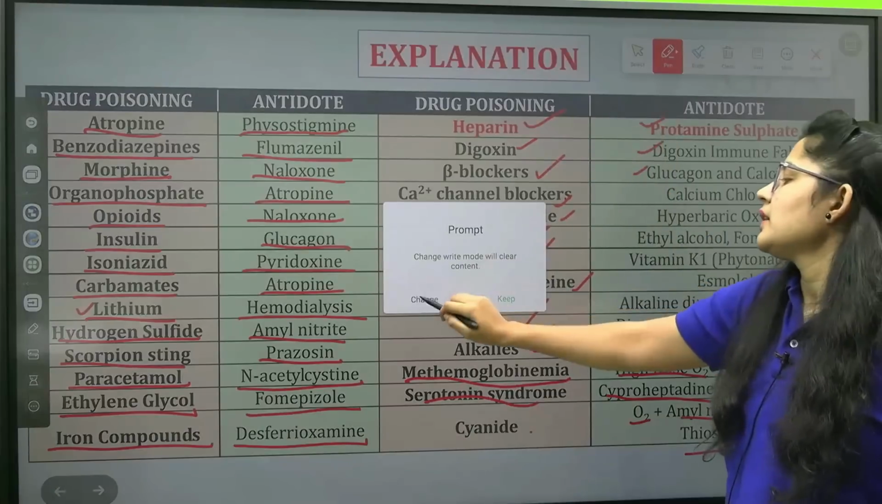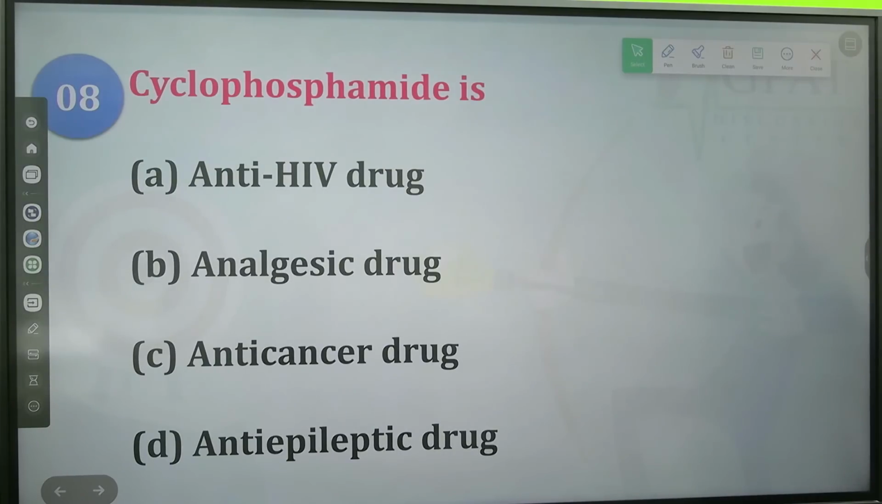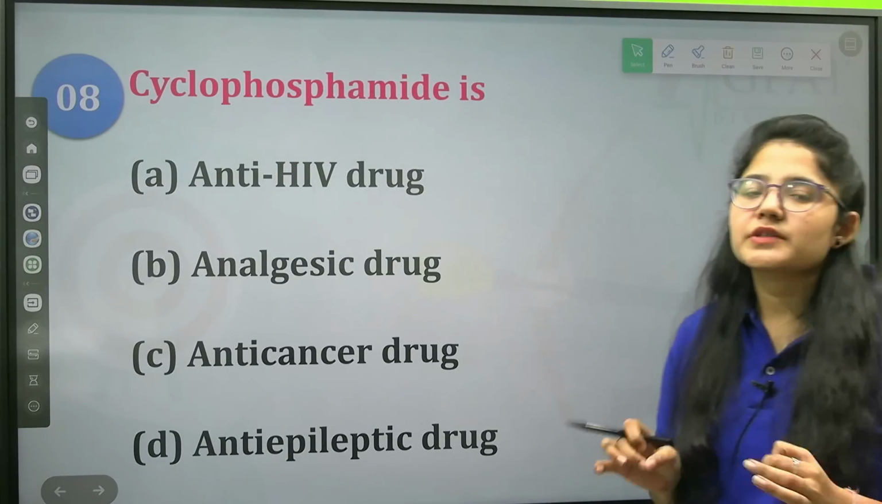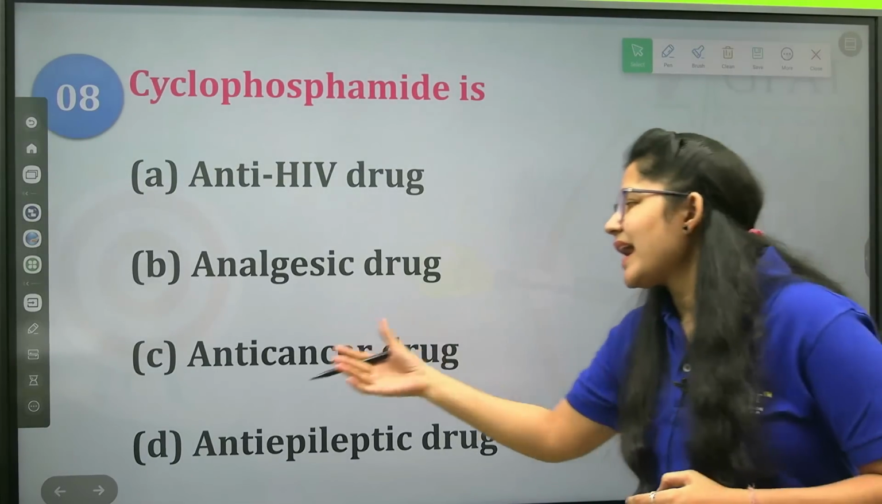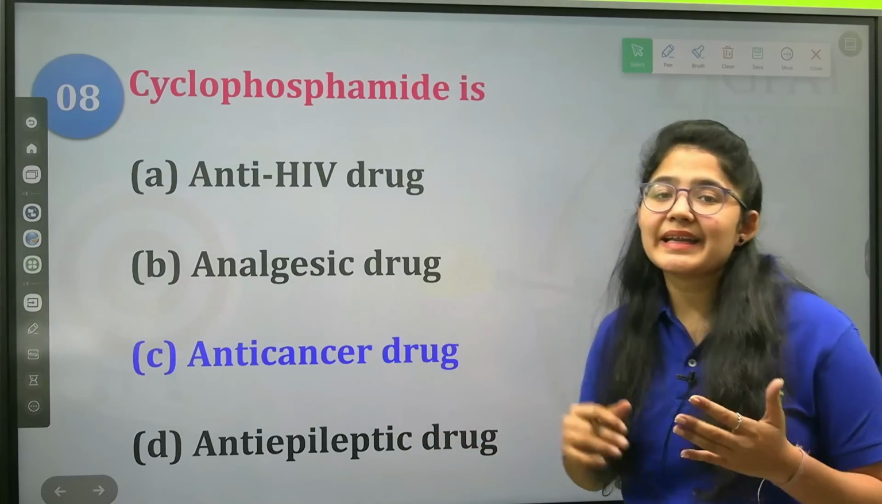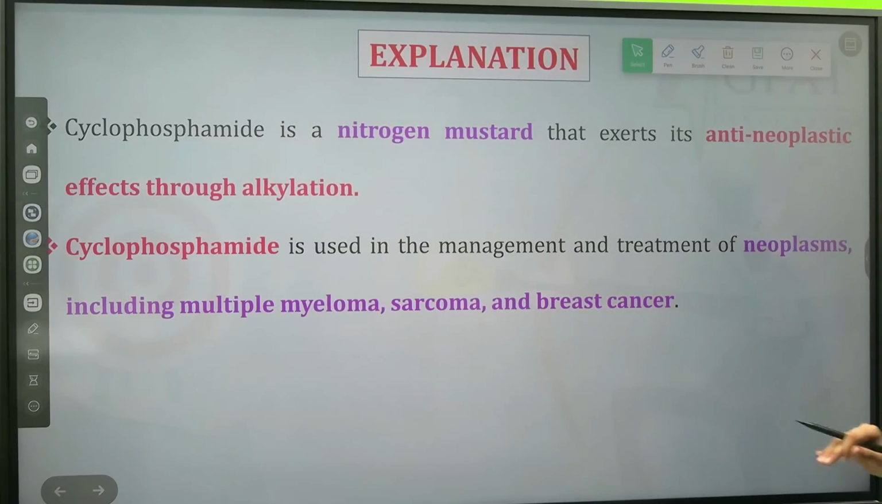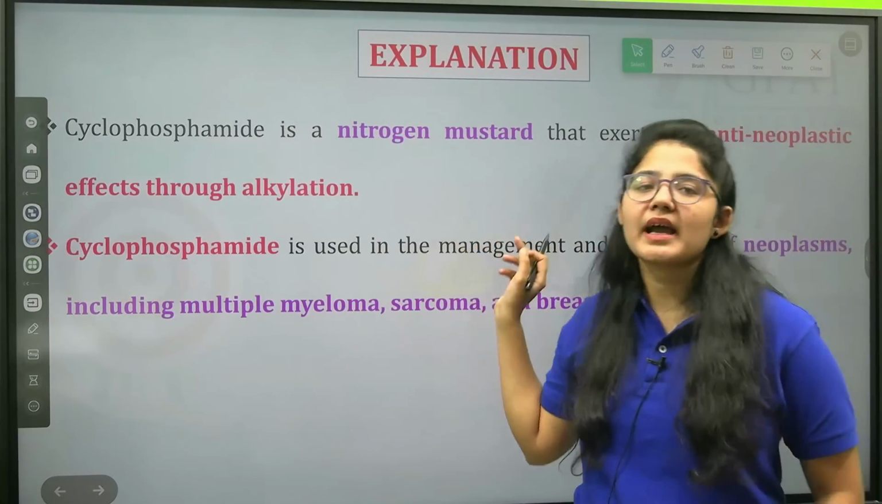Okay. Let's move on to the next question. Cyclophosphamide is an anti-cancer drug. Okay, it acts by alkylating nature. Clear? It is an anti-cancer drug that works on the principle of alkylation.